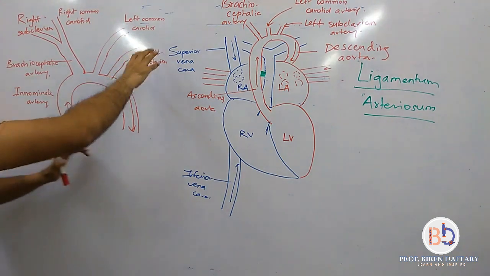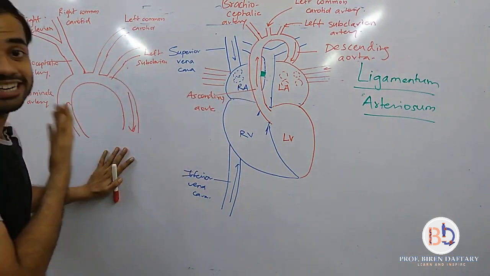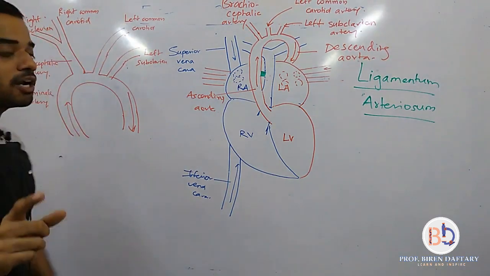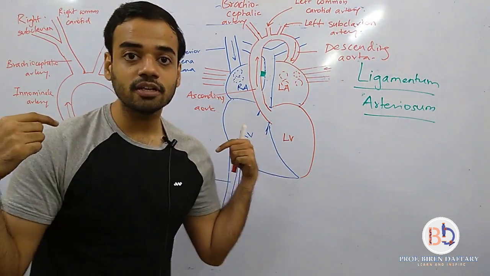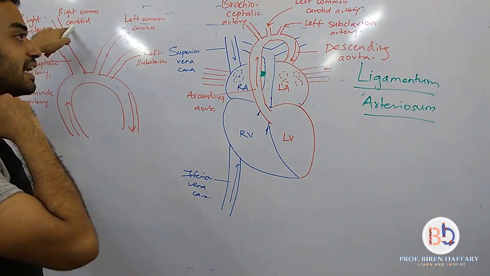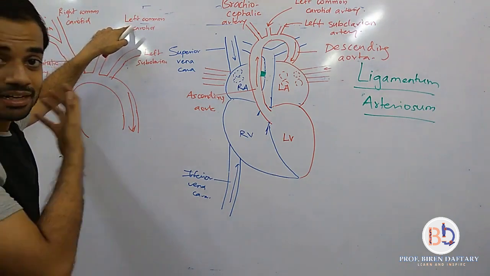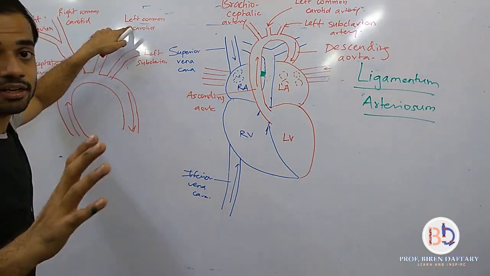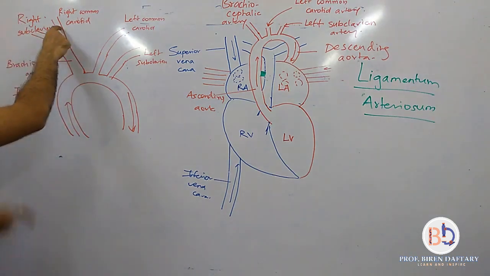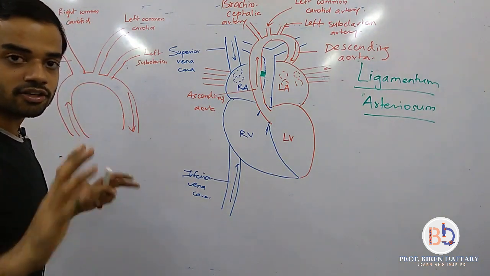Left subclavian will supply oxygenated blood to the left arm, left side of the neck and the left side of the head. Carotid arteries supply blood only to the neck and the head, not the arms. So the right common carotid will supply oxygenated blood to the neck and the head. This will supply to the left side of the neck and the left side of the head. Obviously, the brachiocephalic artery will supply blood to these two parts and these two parts, so you already know. Is this clear? Okay, the functions are clear.